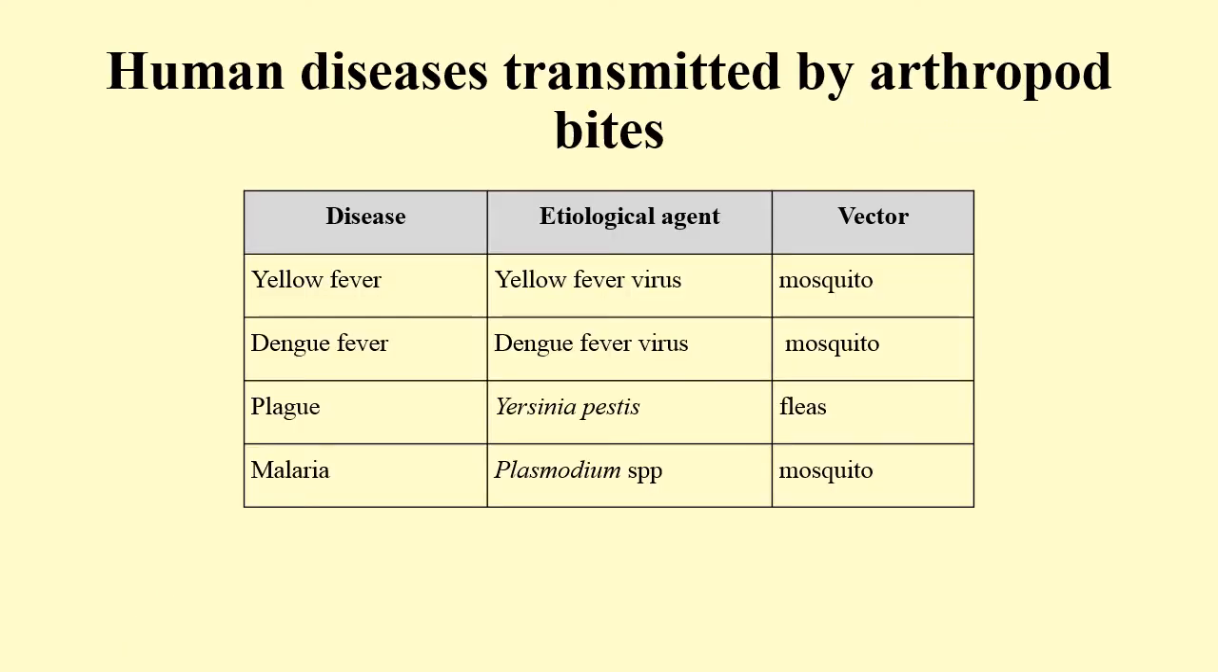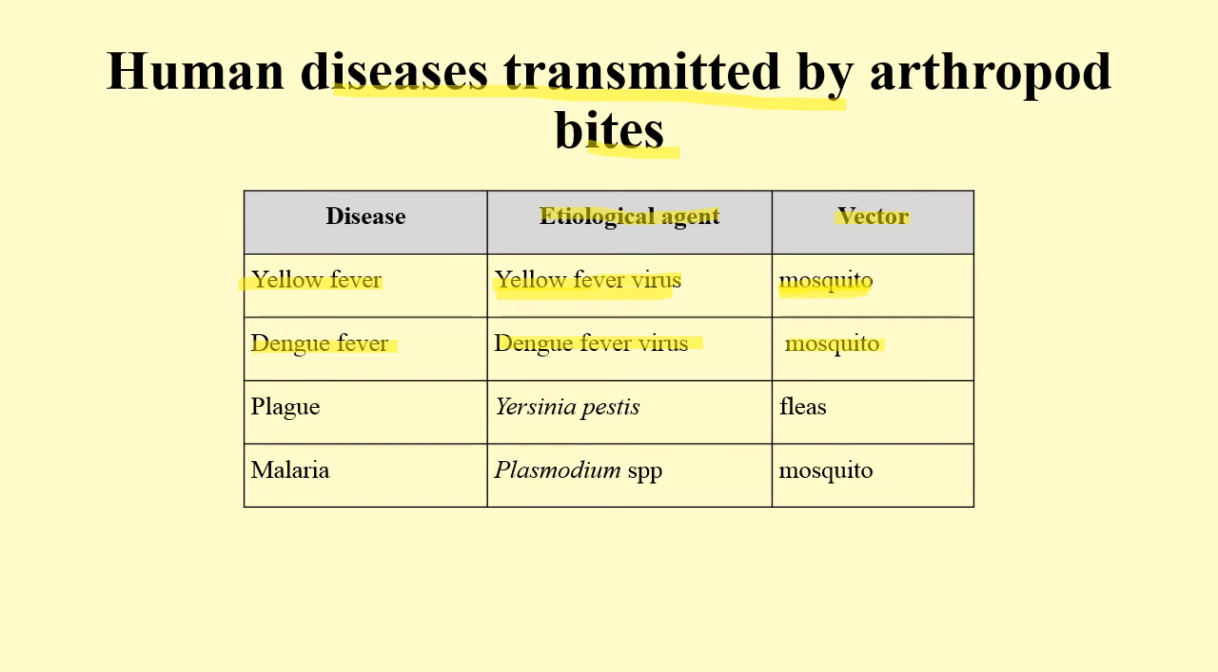Okay, this table shows the vector-transmitted diseases. What I want to emphasize is the etiological agent and the vector. For example, yellow fever: the etiological agent is the yellow fever virus and the vector is the mosquito. So people get yellow fever because of the yellow fever virus, but it is transmitted through mosquitoes. The same goes for dengue fever, which is caused by the dengue virus and transmitted via the mosquito vector.